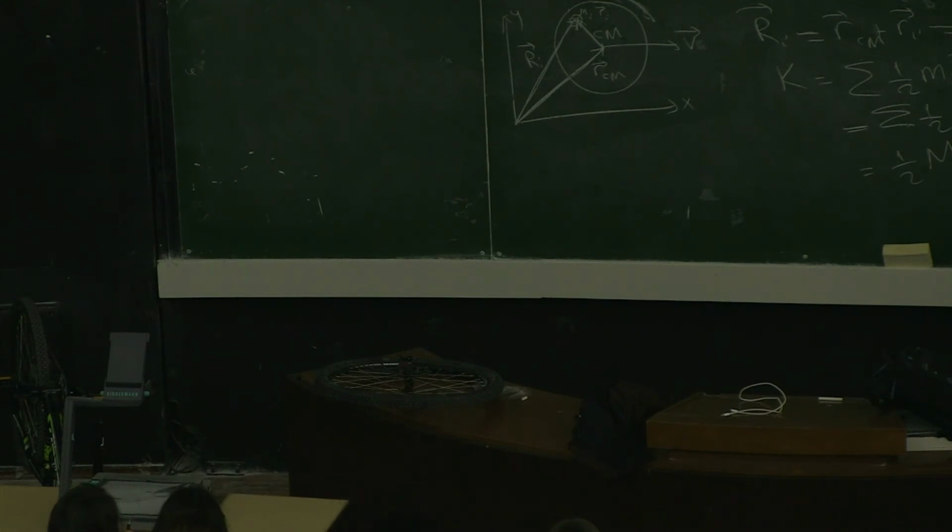So you will have this splitting between the kinetic energies: the kinetic energy of translation of the center of mass plus the rotational energy around the center of mass. In any other axis, you will not have this simple picture.